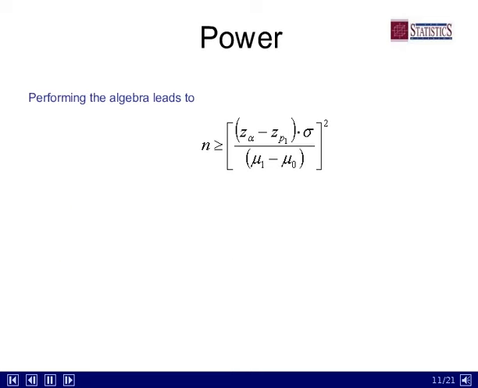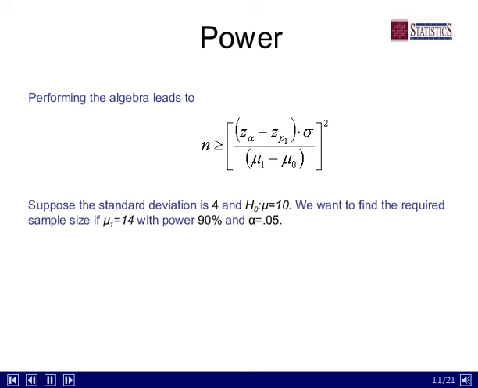So, forming the algebra, so you don't have to do that, we rearrange all that and solve for n. We get z alpha minus z of P1 times sigma over that difference between the two means, or the size of the shift. That whole quantity squared gives us the sample size necessary. So if we look at an example, let's suppose the standard deviation is 4, and mu equal to 10 is the null hypothesis. We want to find the required sample size that if mu shifts to 14, so moves up by 4 units, with power 90%, and an alpha of 0.05.